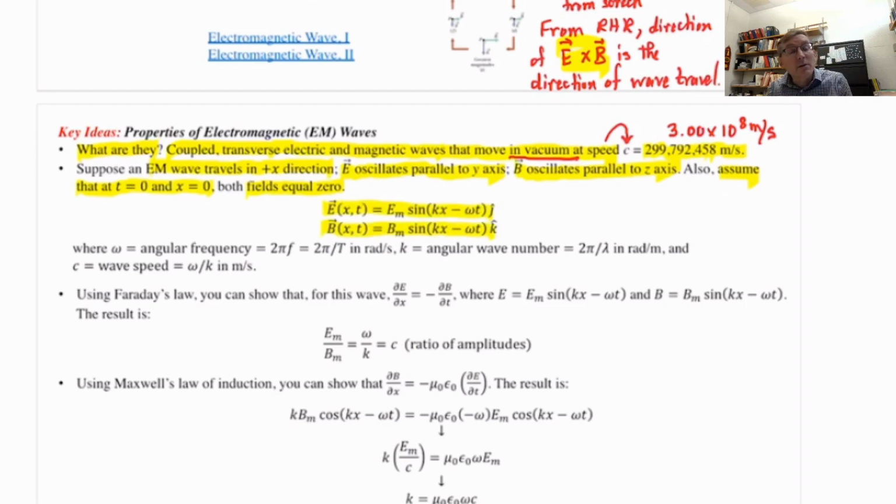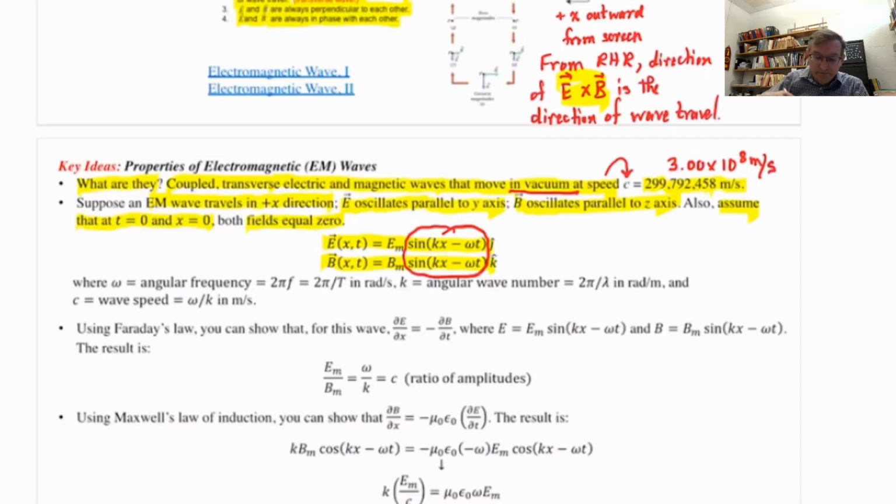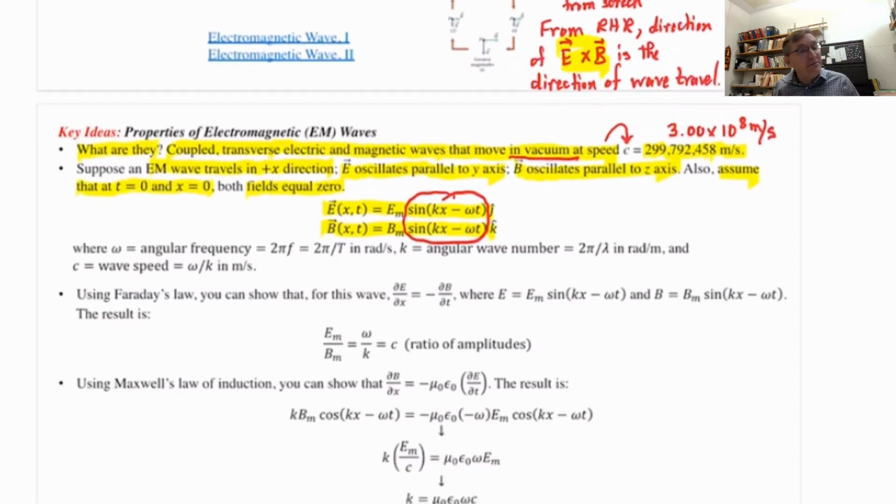Because they're sinusoidal, traveling waves, traveling in the plus x direction, the wave function that describes them has the generic form that we studied in chapter 16. Sine of kx minus omega t. We used that very same formula to study sinusoidal traveling waves on a string. And now what we have are sinusoidal traveling electromagnetic waves.